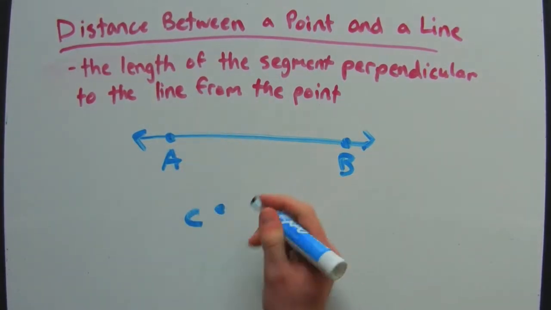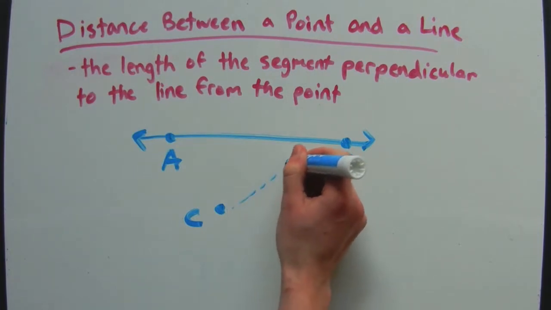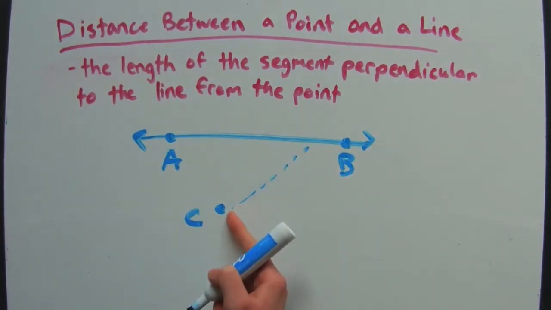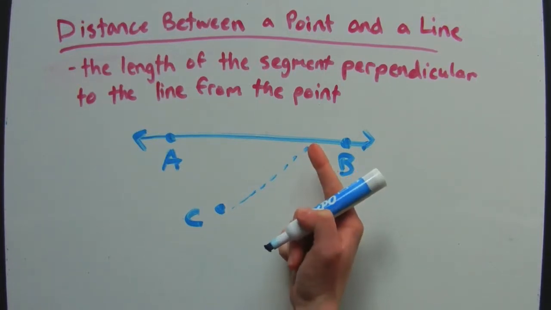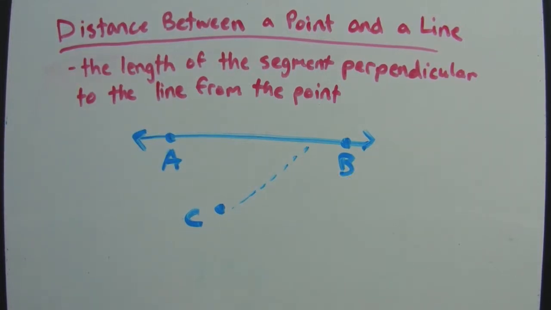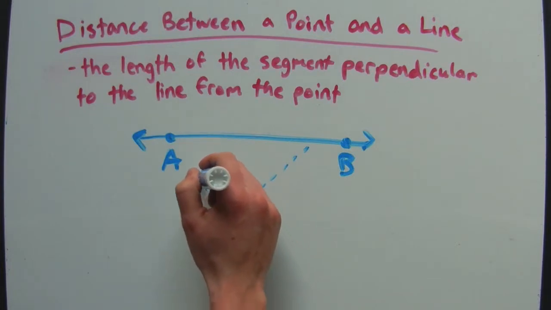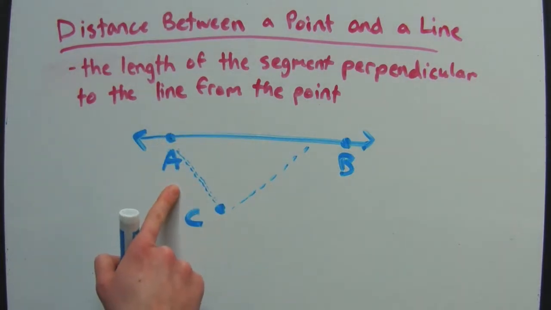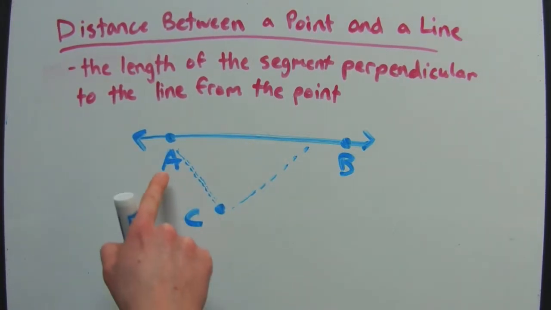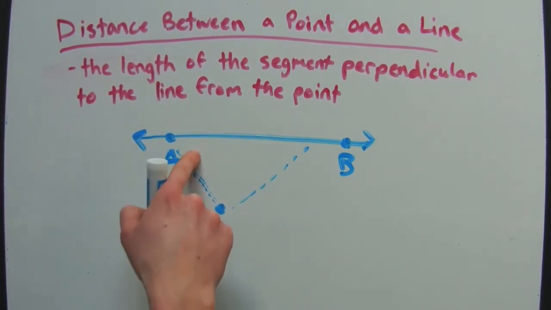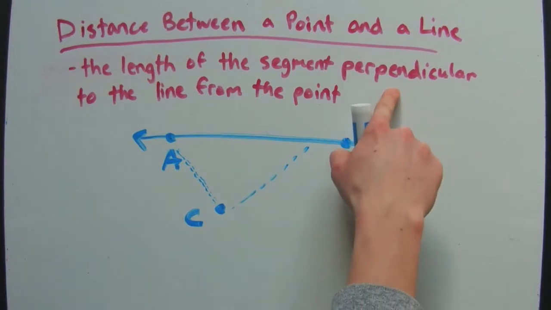The distance between this line AB and this point C is the length of a segment that is perpendicular to this line. So a line going this way would not be perpendicular. So I do not measure from C to this point here, because that is not the distance. If I tried going from C to point A, that also is not the distance from the line to the point, because the segment created between the point and the line needs to be perpendicular.